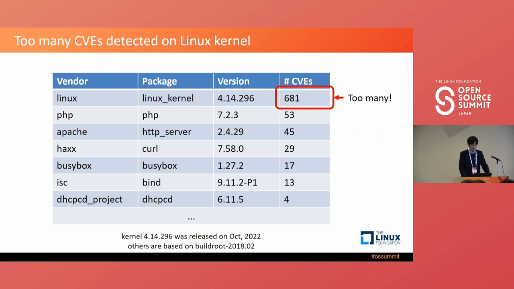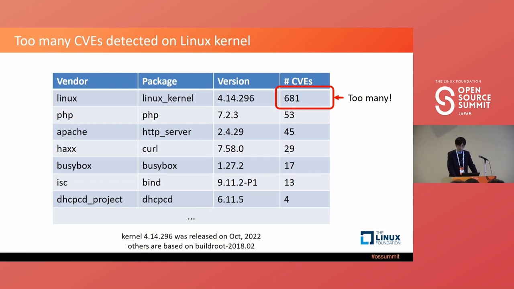So this table lists the number of CVEs found by CPE searches on a given system. Linux kernel 4.14.296 is the latest long-term support version released in October 2022, and the others are released in 2018. So even though it's the latest version, so many CVEs are found. However, because it's the latest version, most of them are false positives.